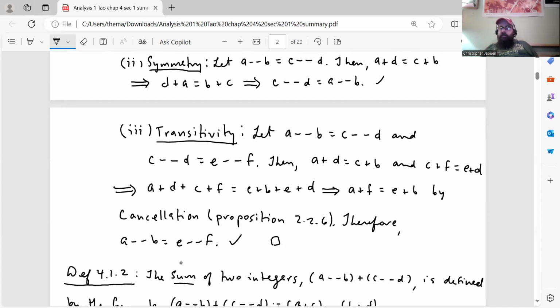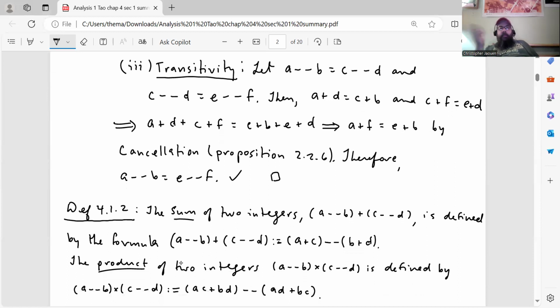Like I said, he actually proves transitivity in the chapter, so this is his proof. Let a minus minus b equal c minus minus d, and c minus minus d equal e minus minus f. Then a plus d equals c plus b, and c plus f equals e plus d by definition. And that implies that a plus d plus c plus f equals c plus b plus e plus d. In other words, I'm just adding those two equations together, which implies a plus f equals e plus b by cancellation, which is the cancellation property inside the natural numbers. That's proposition 2.2.6 from chapter 2. Therefore, a minus minus b equals e minus minus f.